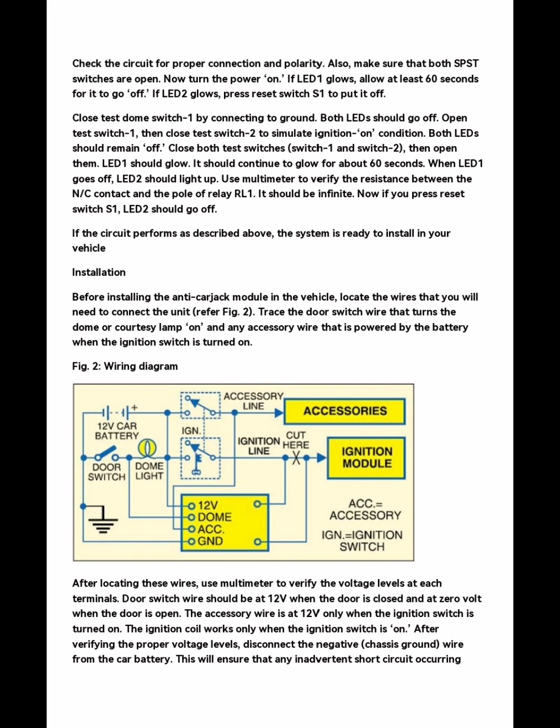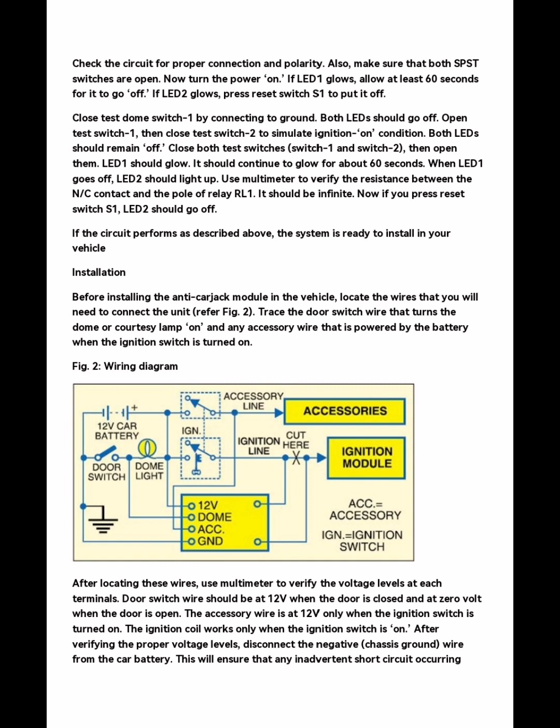Close both test switches, switch 1 and switch 2, then open them. LED 1 should glow. It should continue to glow for about 60 seconds. When LED 1 goes off, LED 2 should light up. Use multimeter to verify the resistance between the NC contact and the pole of relay RL1. It should be infinite. Now if you press reset switch S1, LED 2 should go off.